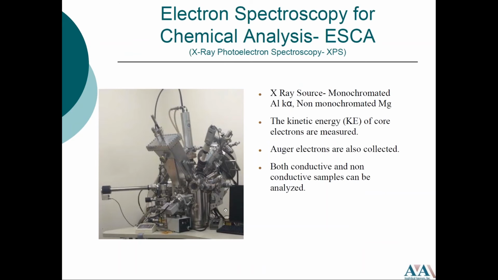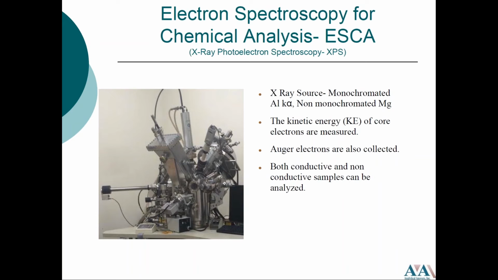So ESCA stands for electron spectroscopy for chemical analysis. It is also known as XPS, X-ray photoelectron spectroscopy. Whenever someone mentions XPS or ESCA, they're talking about the same technique. This technique uses an X-ray source to bombard your sample's surface, and we collect and measure the kinetic energy of core electrons being emitted from that sample. The benefit of using an X-ray source is that you can analyze both conductive and non-conductive samples.